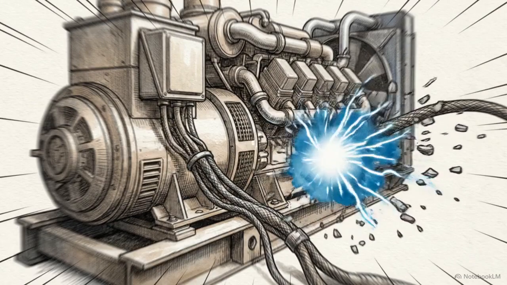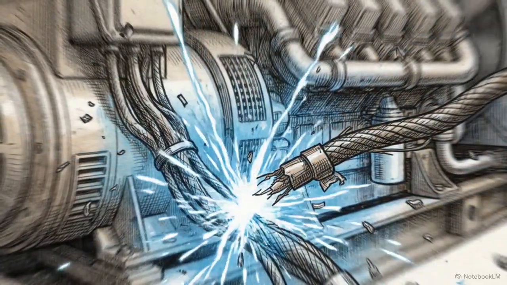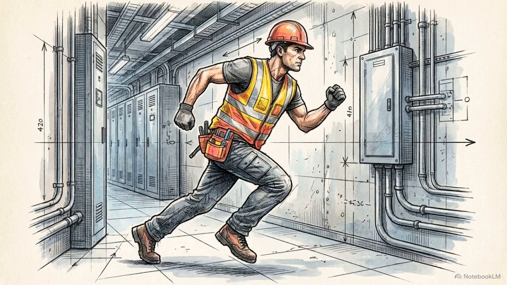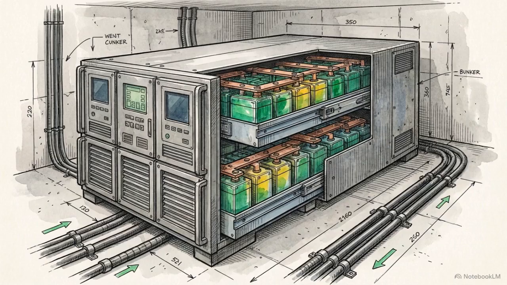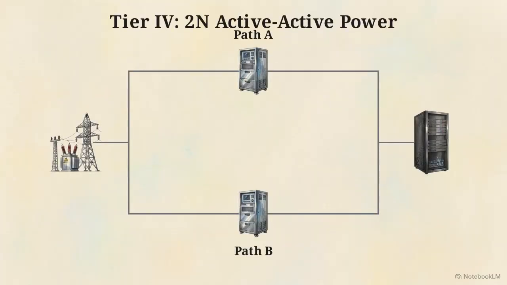In a mission-critical environment, the worst-case scenario is an unpredicted, catastrophic short circuit or component failure. A sudden fault drops the load instantly, before a human technician can manually switch over to a backup path. Protecting against spontaneous faults requires the highest level of the standard, Tier 4 fault tolerance. This requires what is known as a 2N active-active dual power path.